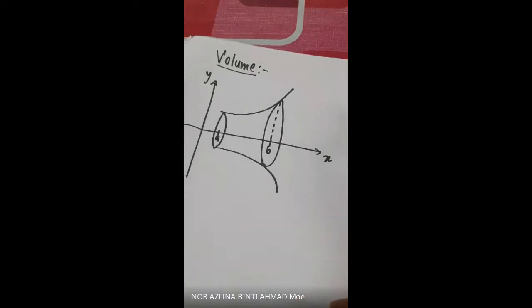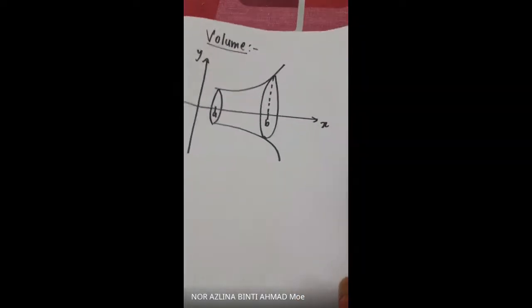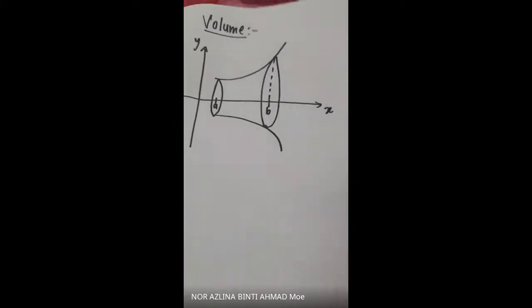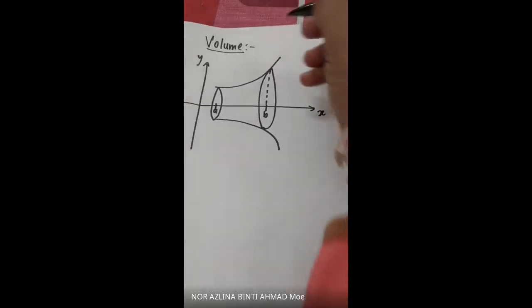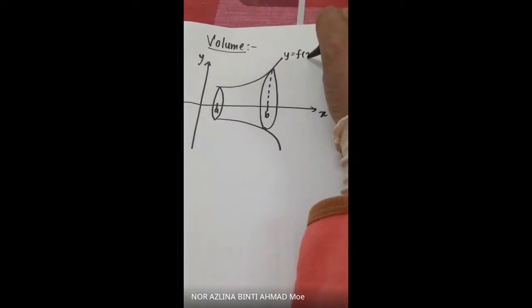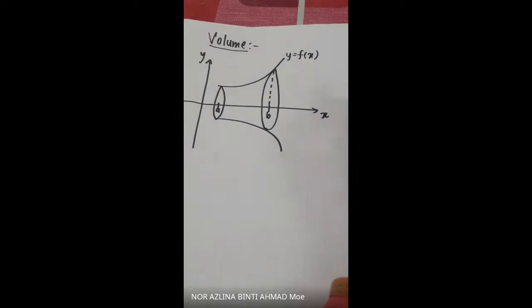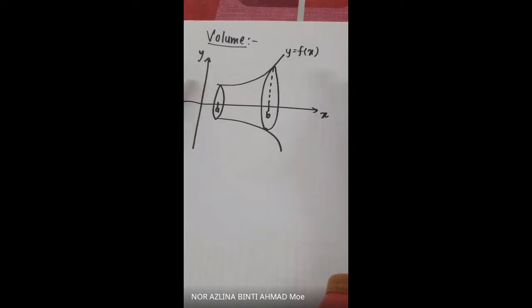Kadang-kadang dia jadi bentuk silinder. So bila bentuk silinder, you kena tahu how to get the volume of cylinder or you can use integration. Imajinasi kena tinggi sikit. So y equal to f(x), this is the curve. When a region is revolved through 360, this is the shape. And now, how to get this volume?